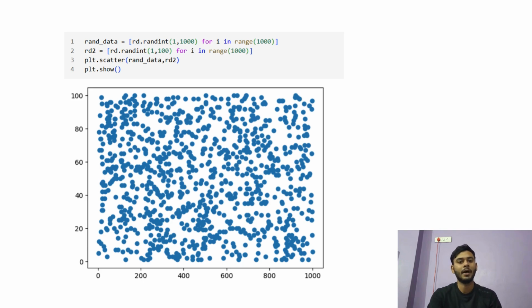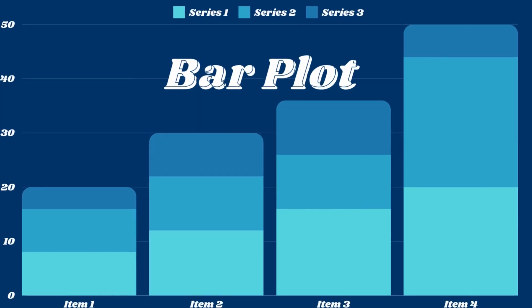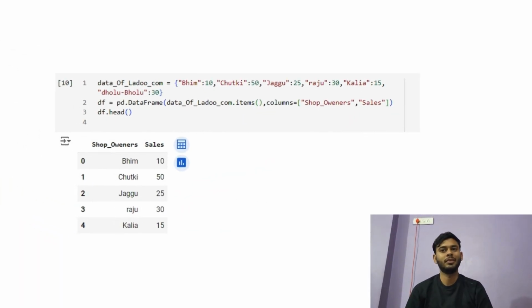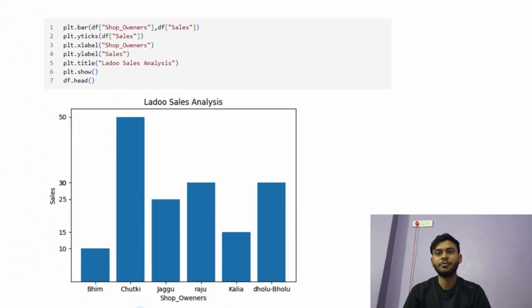Let's move on to the bar plot. In Dholakpur, there was a laddu selling competition held by Raja Indra Verma, and we have data on which person sold how many laddus. So let's plot a bar chart and analyze the data. As we can see, Chutki was the winner of this competition by selling 50 laddus, and Bhim was last in this competition by selling 10 laddus because he ate all the remaining laddus.